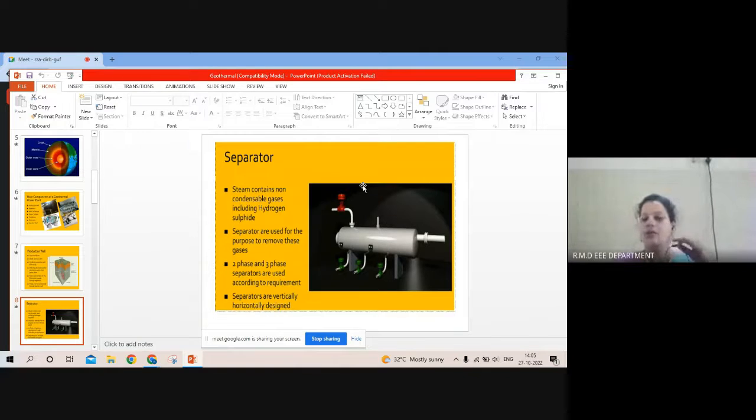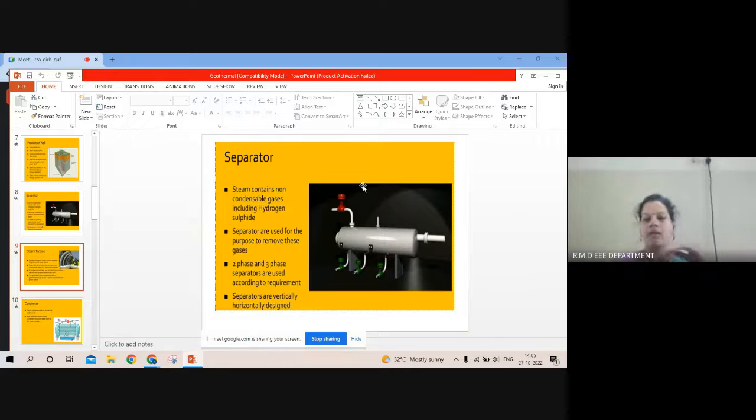In order to overcome this, we go for the separator, which is meant for removing the non-condensable gases like hydrogen sulfide. You have different types of separators like the two-phase separator and three-phase separator, which can be applied for the required application. They can be constructed either in a horizontal manner or in a vertical manner, depending upon the design constraint.